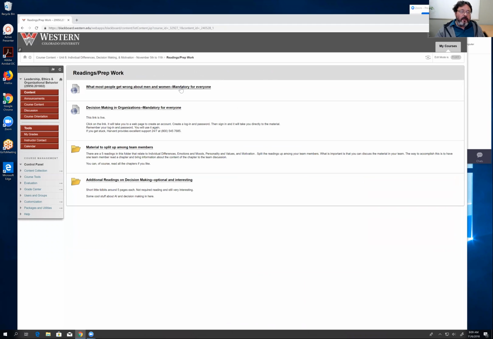Short article on the difference between men and women. I always find that interesting, the gender questions that come up. There's decision-making in organizations. It'll be mandatory for everybody. There's a folder here to split up among team members, and there's some additional readings on decision-making. It's optional, and the material in here is actually really quite interesting. I encourage you to take a look at it. But let's start here. Decision-making in organizations.